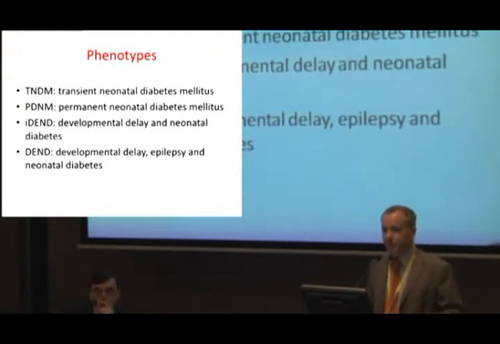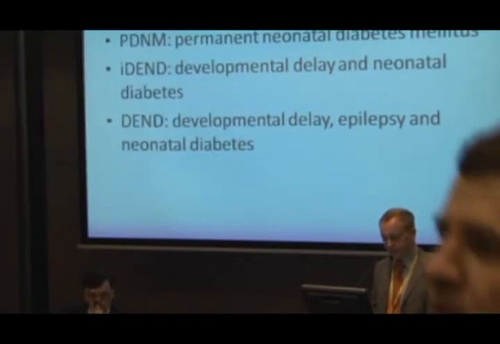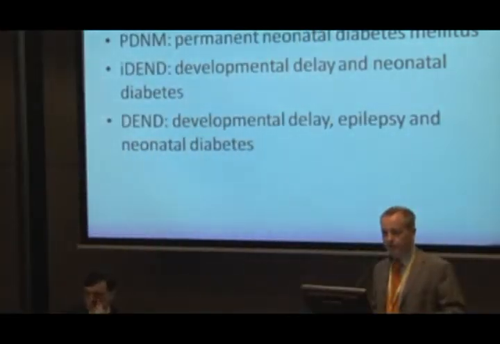What kind of phenotypes are related to mutations in the potassium channel? There are plenty of different phenotypes. One is transient neonatal diabetes, which resolves within a few months after onset. There is a pure neonatal diabetes with permanent phenotype, but we can also observe in some cases developmental delay together with diabetes and sometimes epilepsy. So we can call this syndrome DEND or iDEND.